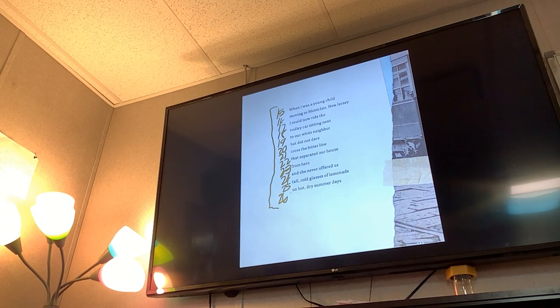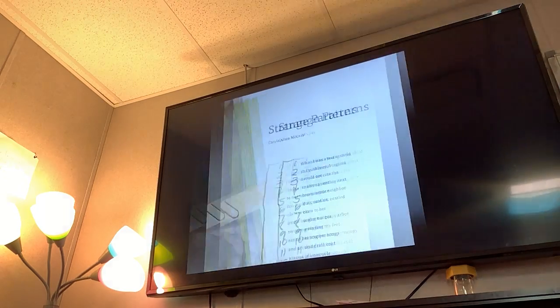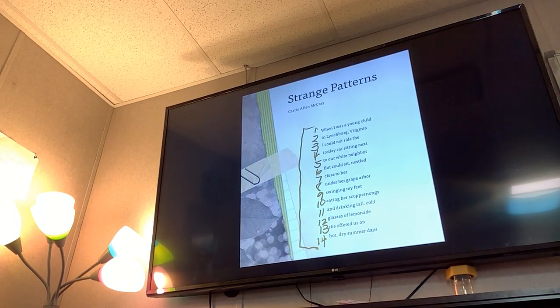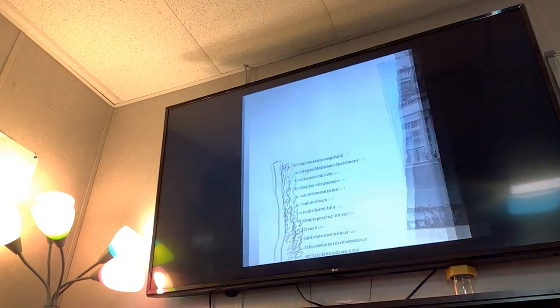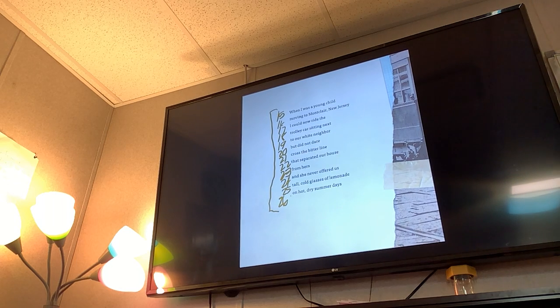All right. Spot a similarity. So tell me the first line you were working with again. What line number? Number 3. You said, I could not ride the trolley car sitting next to our white neighbor. Yes. And then if we turn and go to the second page, what line were you talking about? 17. Can you read it?